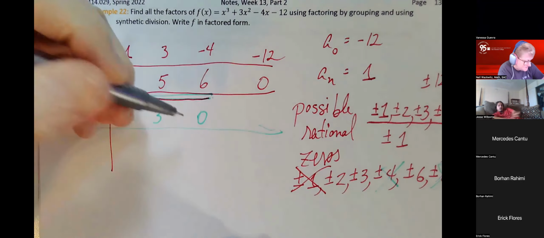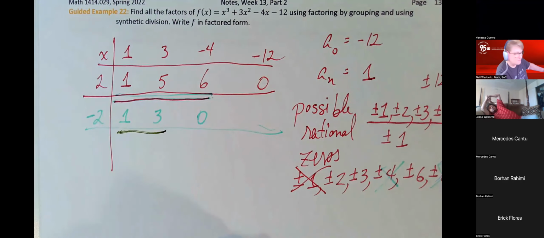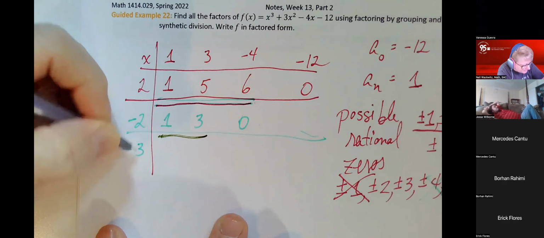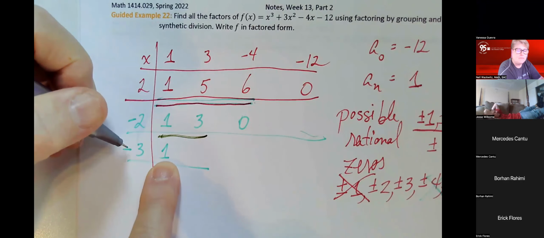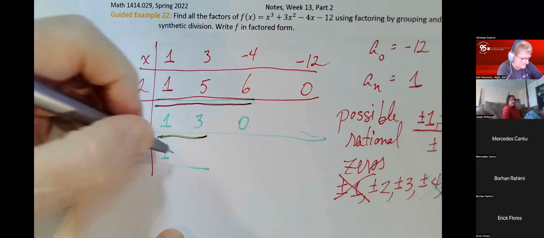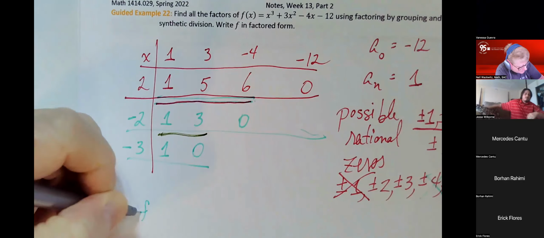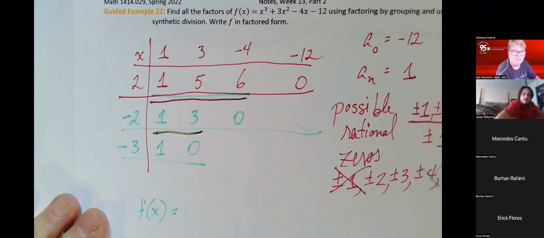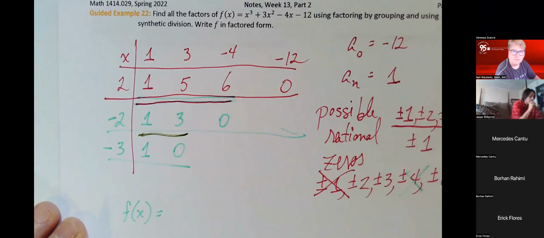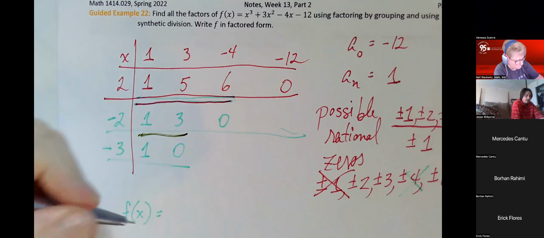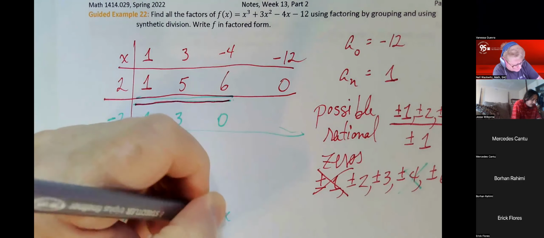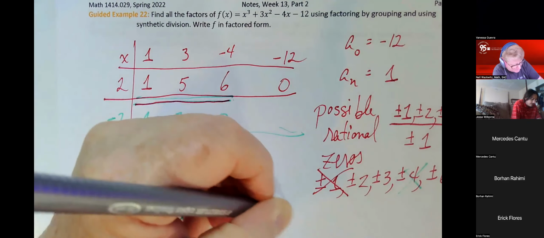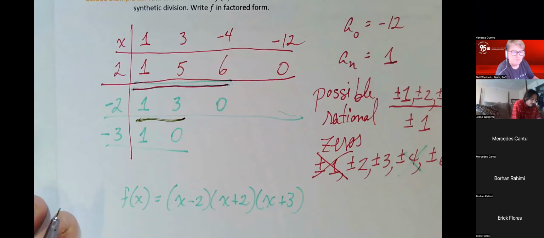Let's pretend that we can't tell what the last answer is. If we plug in a negative 3, bring down a 1, negative 3 times 1? -3 plus 3 would be 0. Good. Let's write f of x in factored form. What were the 3 factors? So would it be x minus 2 and then x plus 2 and x plus 3? Good. Yes, you always change the sign.